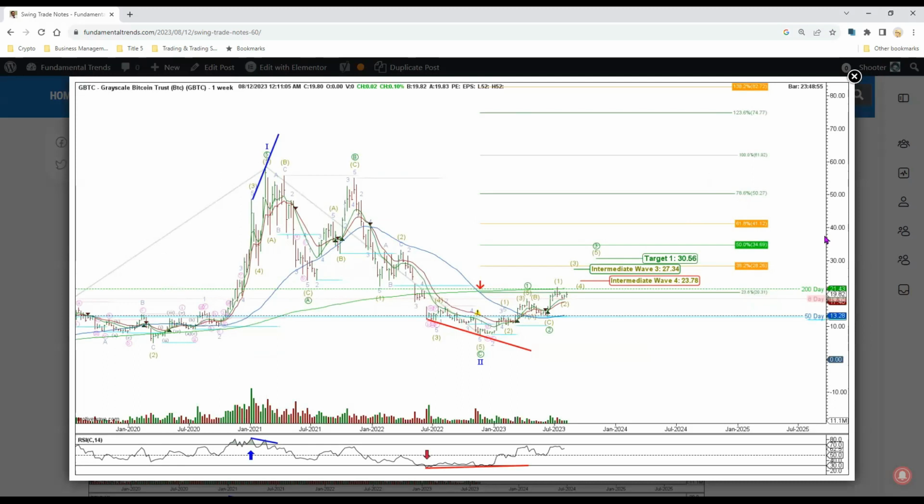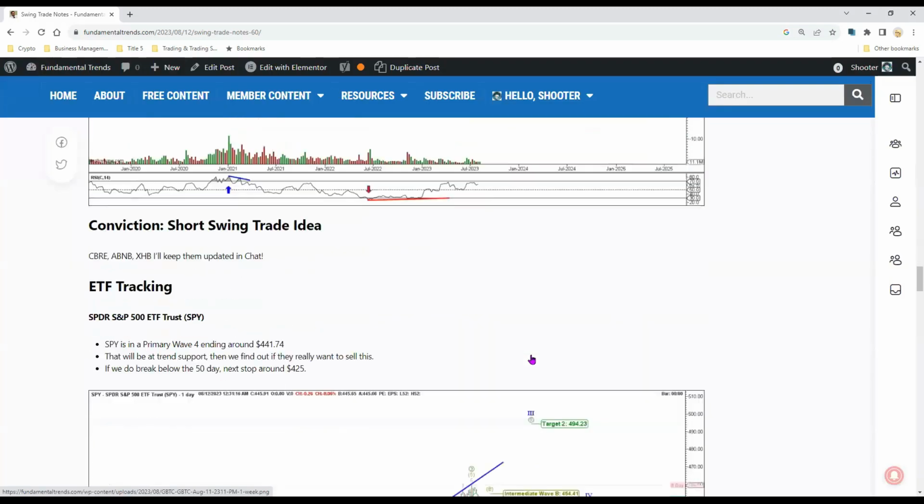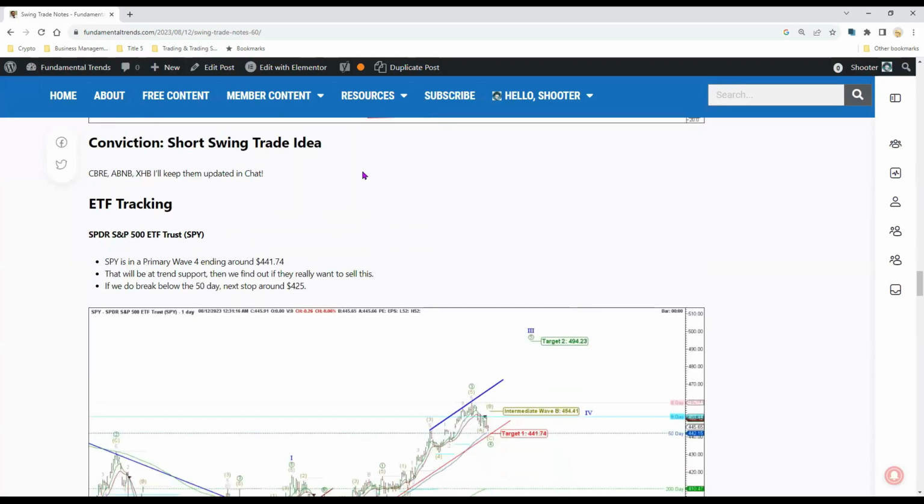So, at that point, I'm still scaling in and going to continue to do so. I'm not going to change that regardless of the upside. Now, like I mentioned, my conviction short swing trade ideas: CBRE, Airbnb, Home Builders, XHB. Now, that's the strength there, so that's got to really roll over, but I will keep those up to date in the chat.